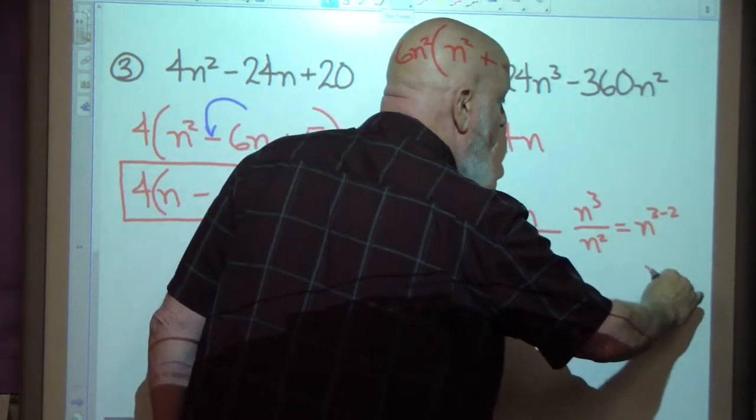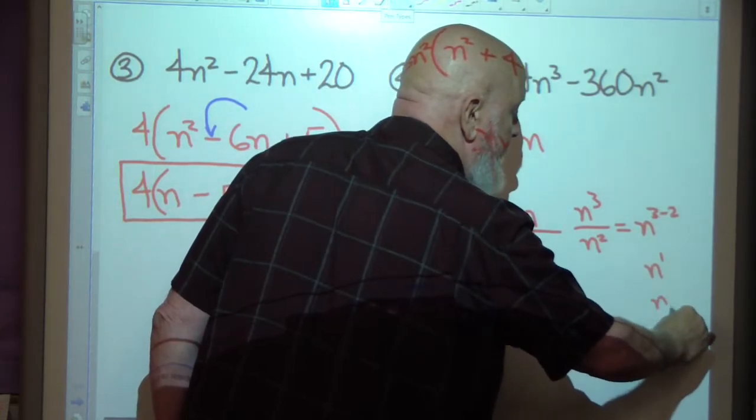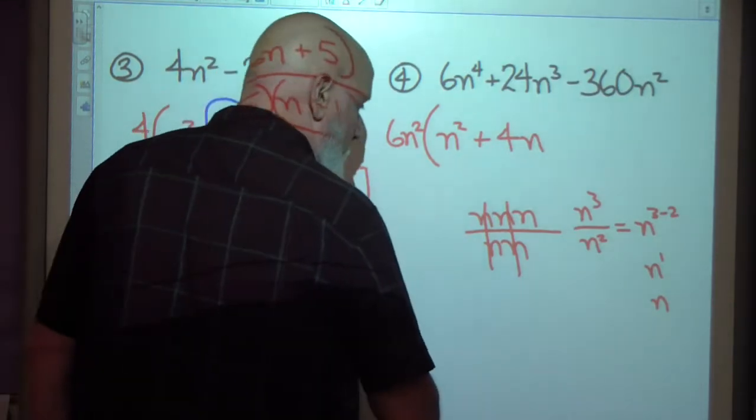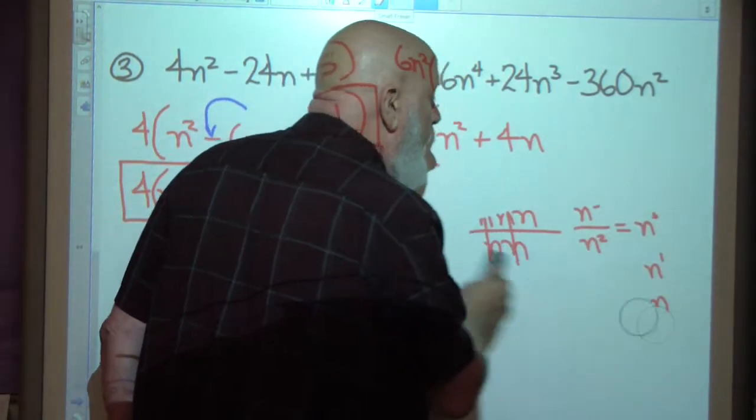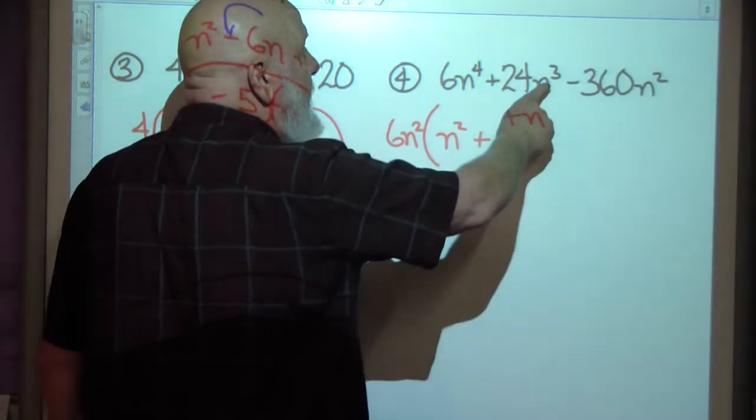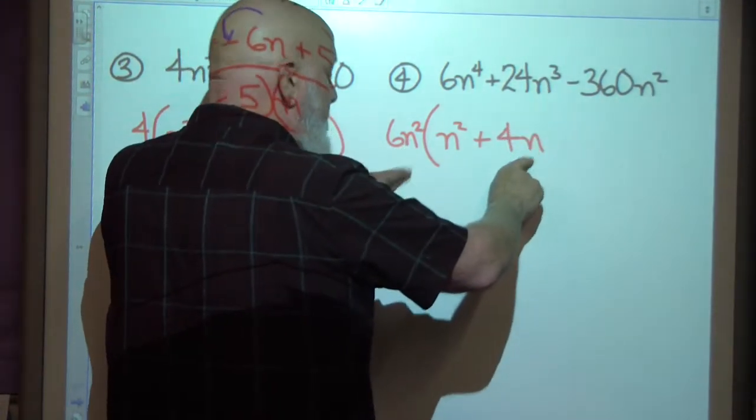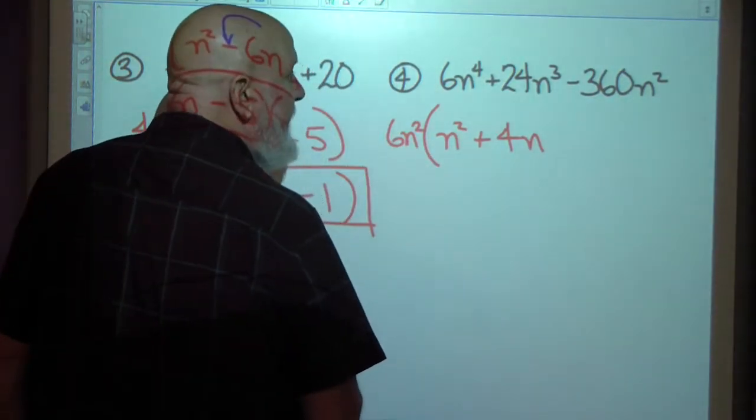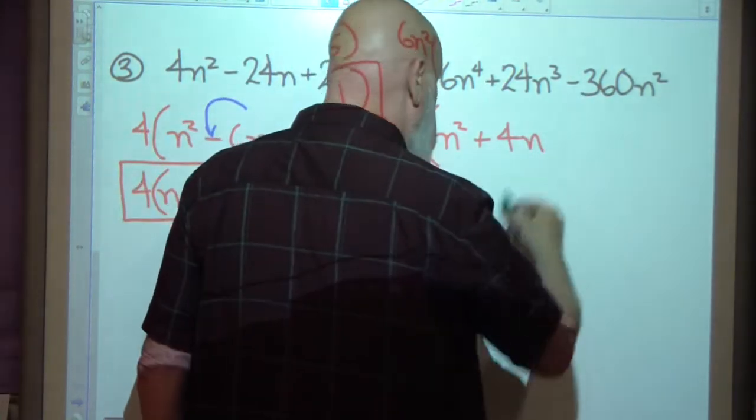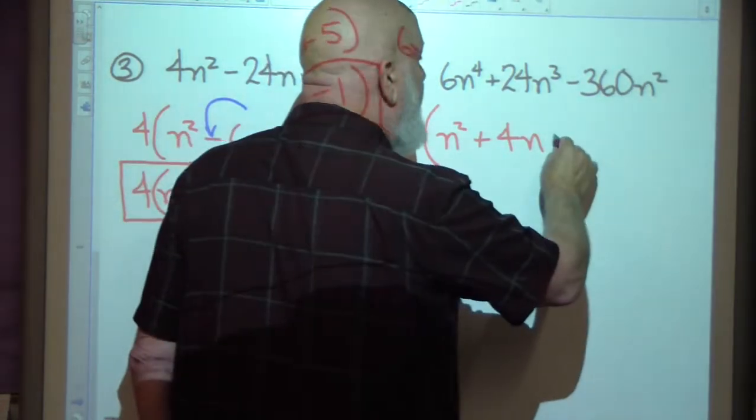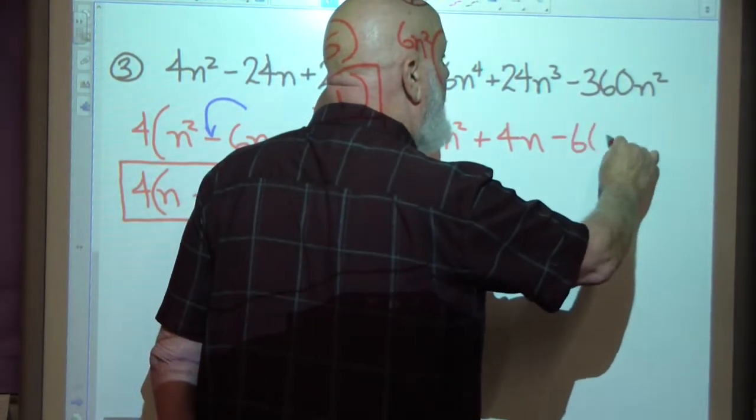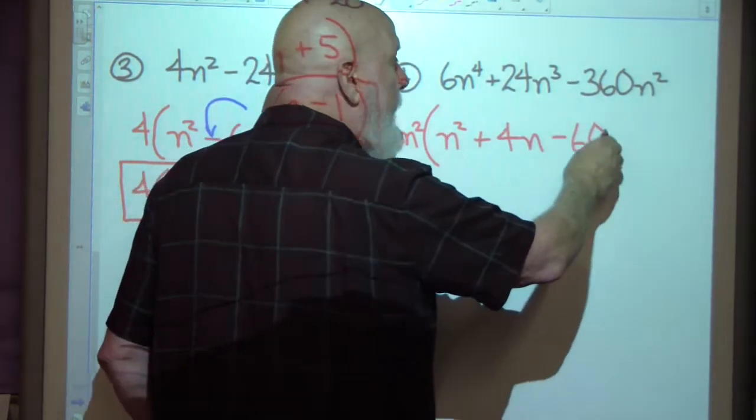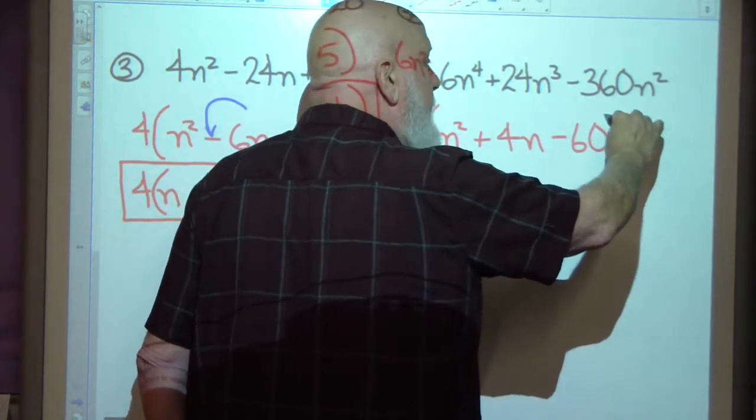Which is n to the 1, which we generally just call n. N to the 1, we call n. It's an implied 1 there. So when I looked at this and said I'm going to divide that by n squared, I got n. If I divide this by n squared, what do I get? Negative 60. If I divide this by n squared, that's like dividing anything by itself, you get 1. Negative 60 times 1 is negative 60.